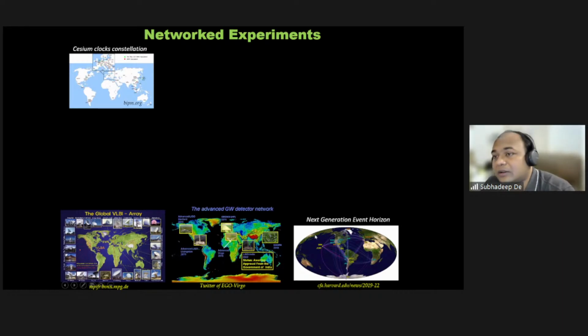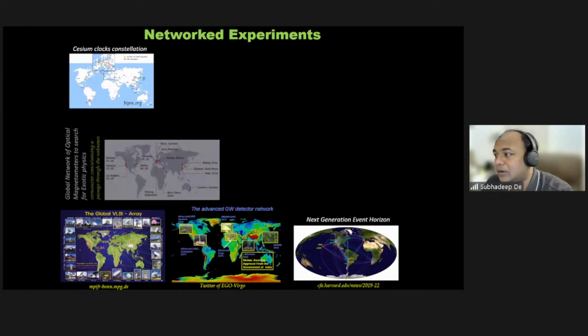The next generation event horizon telescopes, there are several of them that will be connected together. So for all these applications, for radio astronomy or optical astronomy or gravitational wave astronomy, the synchronization among the detectors plays a very important role in determining the scientific answers. If the synchronization is not available, then the detectors won't work, the networking of the detectors won't work properly. Then there are other experiments other than astronomy.